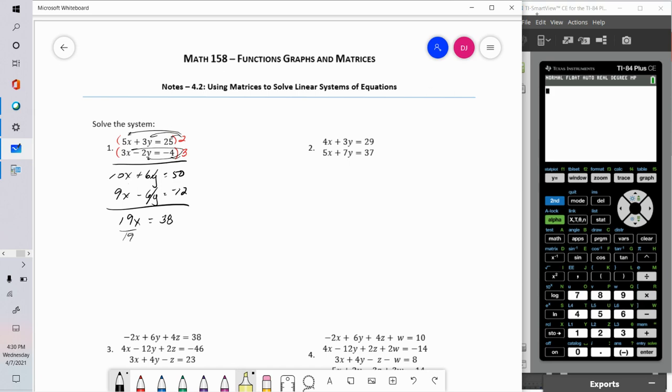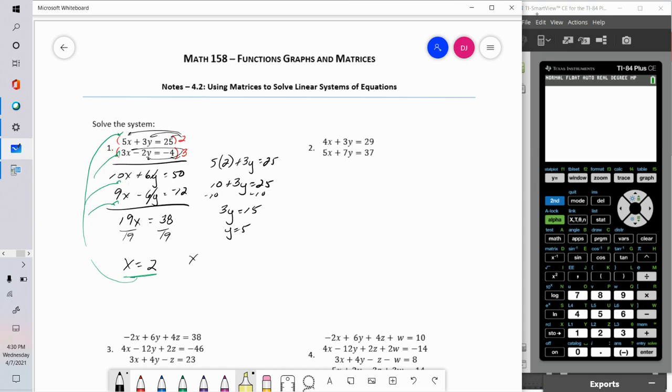Dividing both sides by the 19, x equals 2. Now that I have a value of 2 for the x variable, I can take that 2 and substitute that now back into any of these four equations. And it doesn't matter which one you use, okay? I'm going to just choose to substitute it into the top equation, so 5 times the x value, which is 2, plus 3y equals 25. 5 times 2 is 10, plus 3y equals 25. When I subtract the 10 from both sides, I get 3y equals 15 and y equals 5.